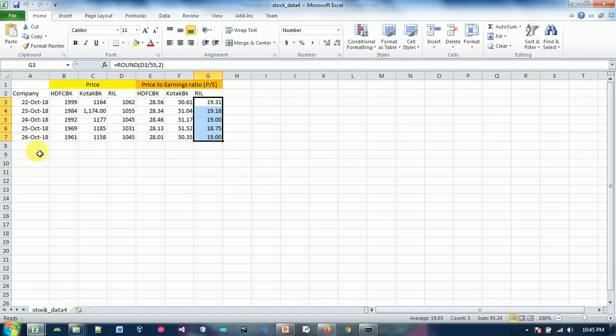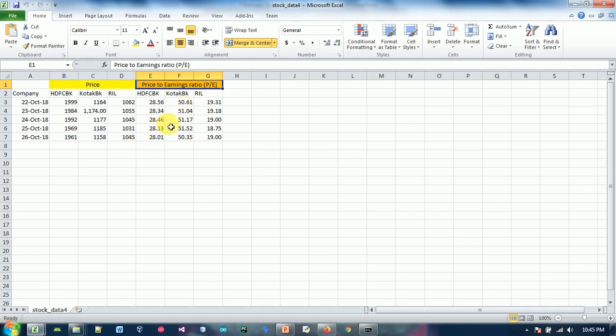Here, it's a share market data, or stock data. You have the company: HDFC Bank, then Kotak Mahindra Bank, then Reliance Industries, then again HDFC Bank, Kotak Bank and Reliance Industries. Now this is the price information, that is the share price information, and this is the price to earning ratio.